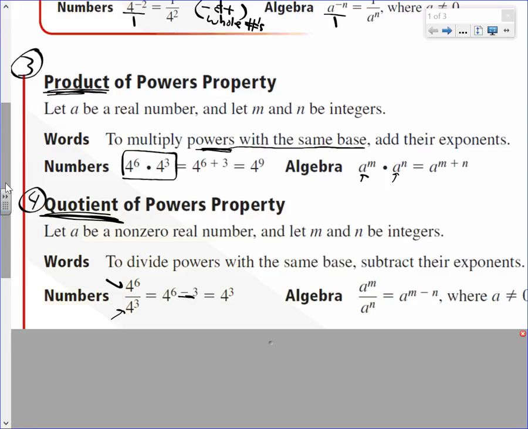So the moral of the story: if you're multiplying with the same base, add the exponents. If you're dividing with the same base, subtract the exponents. I'll leave this up here for another minute or two. Copy it down.